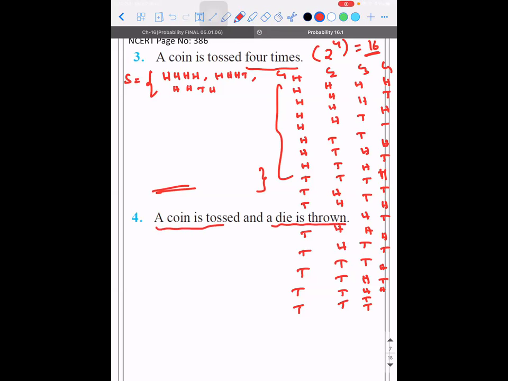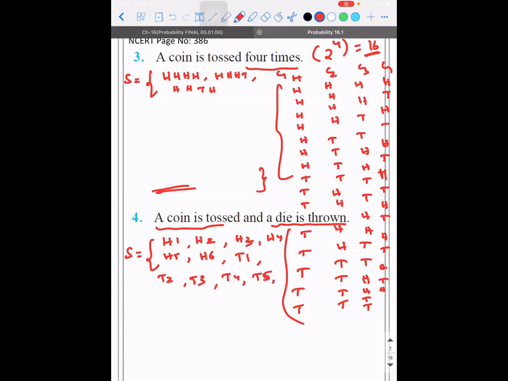A coin is tossed and a die is thrown. So what will be the sample space? You guys tell me. When a coin is tossed, you might get a head. Once the coin is tossed, a die is rolled. You can get a head and 1, head and 2, head and 3, head and 4, head and 5, head and 6. Similarly, you can get tail and 1, tail and 2, T and 3, T and 4, T and 5, T and 6. Is this clear?